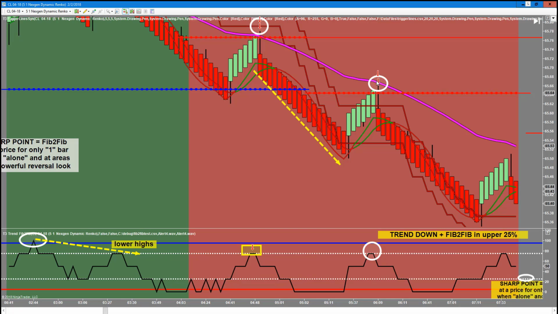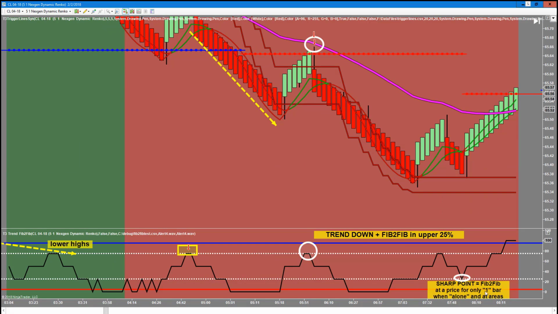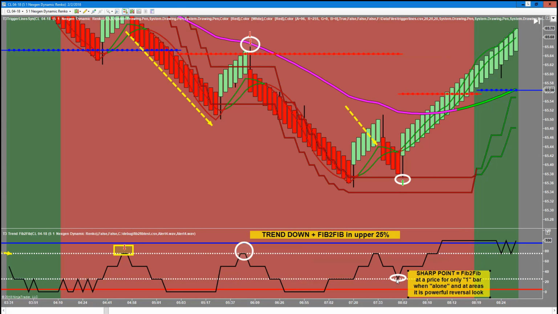So it creates a very, very strong, very high probability trade. And then as you progress forward, you'll start to see the opposite. Once the trigger lines get above our synthetic triggers, if the market fails to get back below the synthetic triggers, if for some reason you were still short, you'll recognize the sharp point on your fib to fib oscillator at the 25 buy line this time.